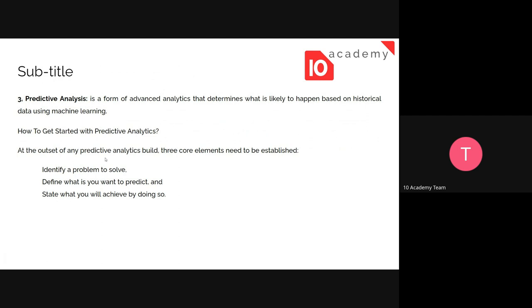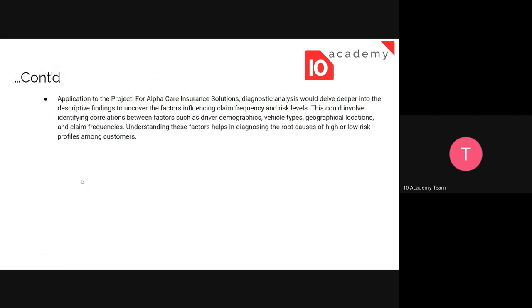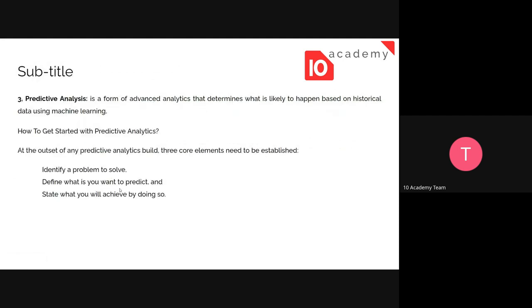At the outset of any predictive analytics building, three core elements need to be established. The first one is to identify a problem to solve, which we've just identified in the second part, hopefully. Then define what you want to predict, and state what you will achieve by doing so. What you want to predict is related to the third point: what type of parameters matter a lot in order for the company to succeed or have a better outcome in the future. Then state what you will achieve by doing so, which of course is going to be related to the company's success and achievement.